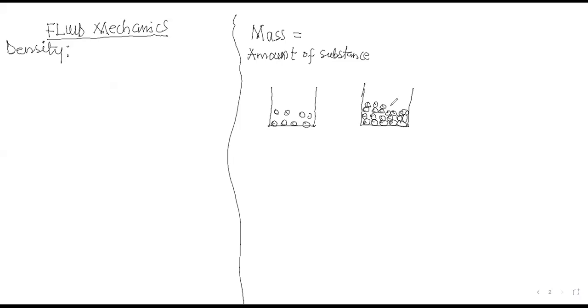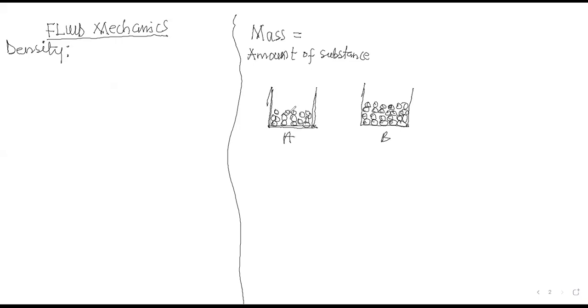Then we can say that this is A, this is B. The density of B is greater than the density of A. This is because the mass of B is greater than the mass of A for the same volume. Is that okay? And so we say that for the three states of matter, which one has the greatest density?